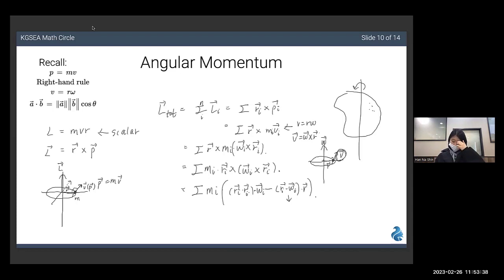So r dot omega would just be r omega cosine theta, but we know that the angle between r and omega here is 90 degrees. So that just makes cosine 90 zero. So this entire part here is just zero. So that's simple. And we want to do the same thing for this part. That would just be r cosine theta. Theta is 0. So this component here would be r squared. So let's write that out.